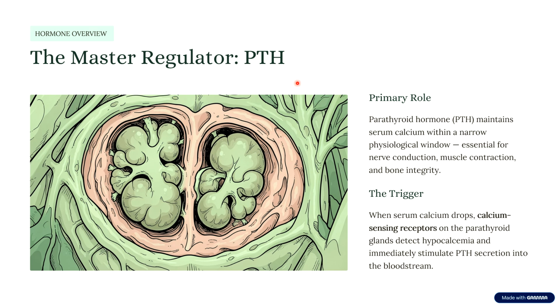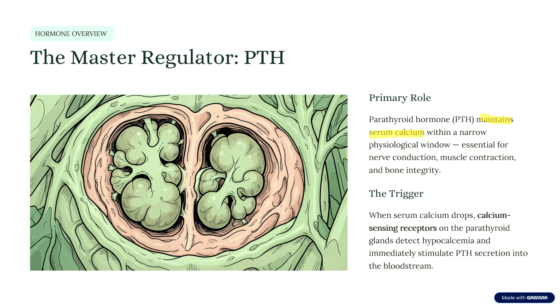First of all, we have to understand what is the primary role of the parathyroid hormone. Parathyroid hormone, or PTH, maintains serum calcium within a narrow physiological window, essential for nerve conduction, muscle contraction, and bone integrity. So what is the main thing that the parathyroid hormone does? It actually maintains the serum calcium level.